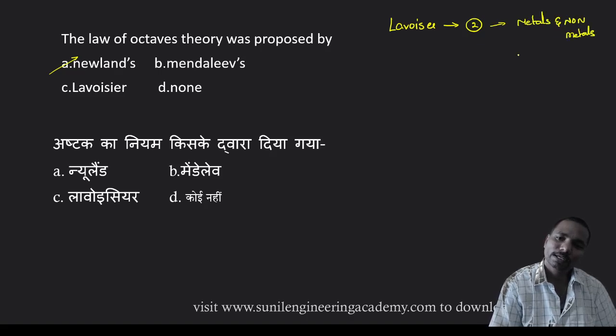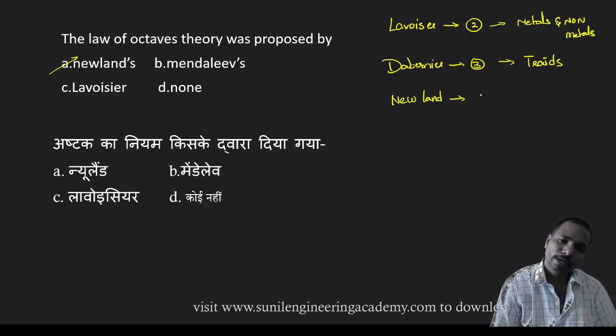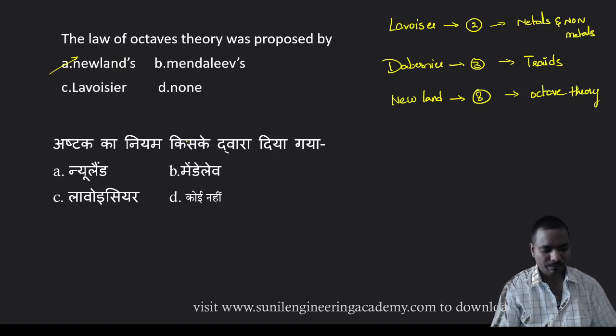After that, second, Dobereiner's triads. Dobereiner grouped three elements together and named them triads. After that, Newlands. In Newlands' case, 8 elements are grouped together, so you can say octave theory. So the answer is option A.